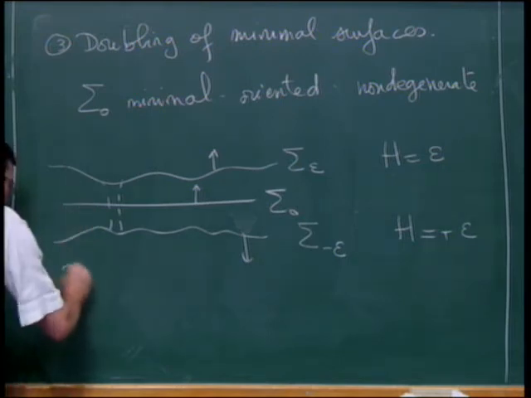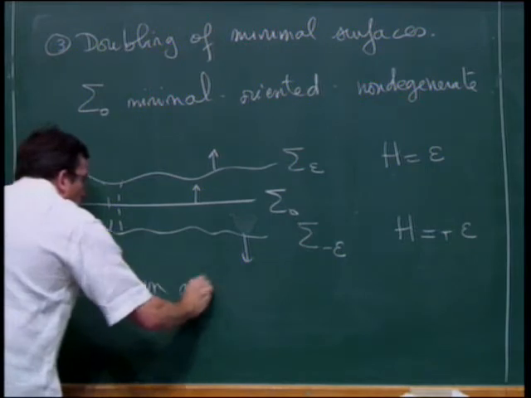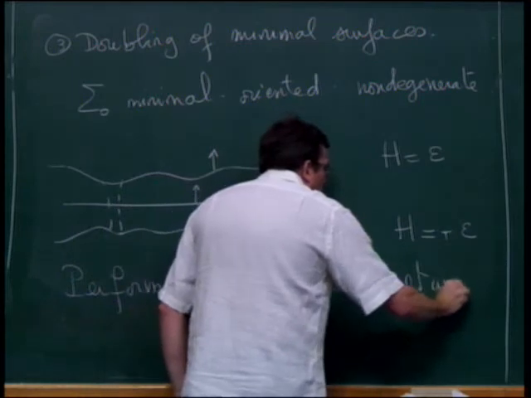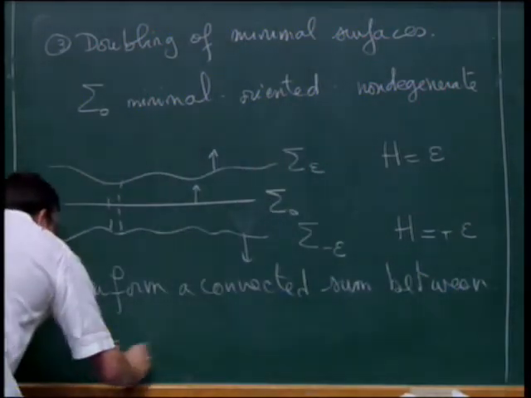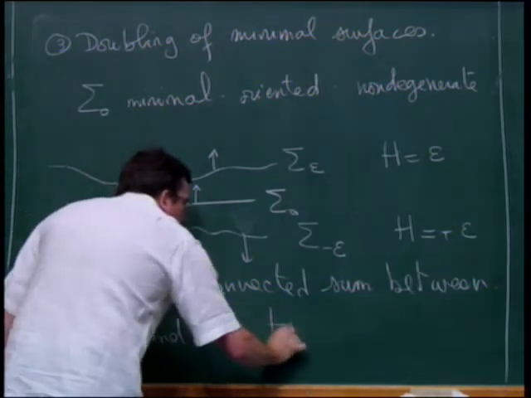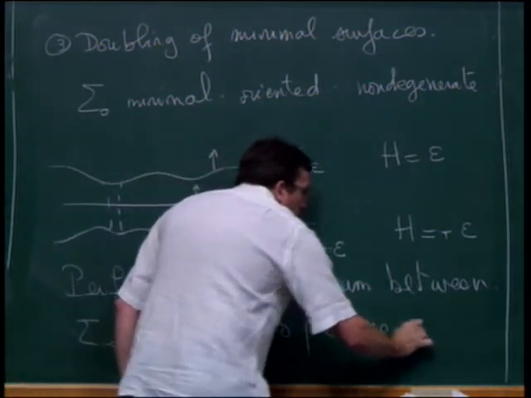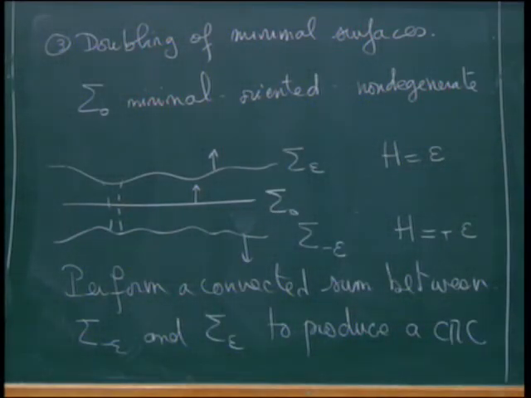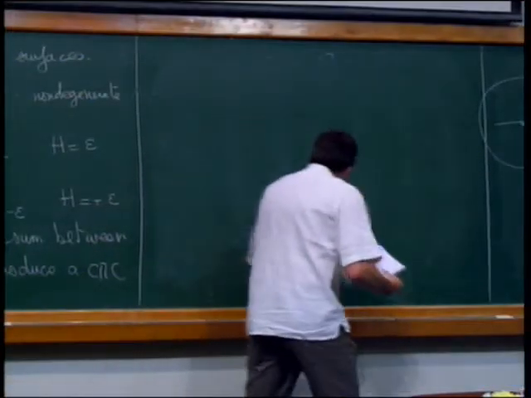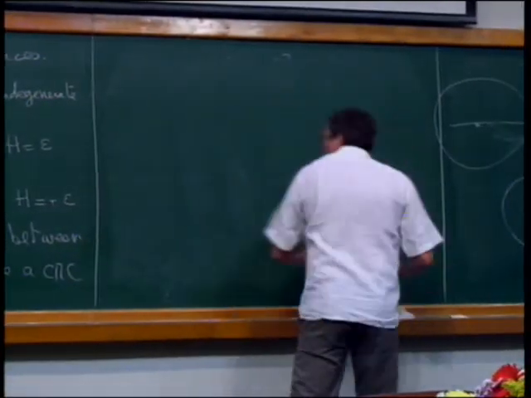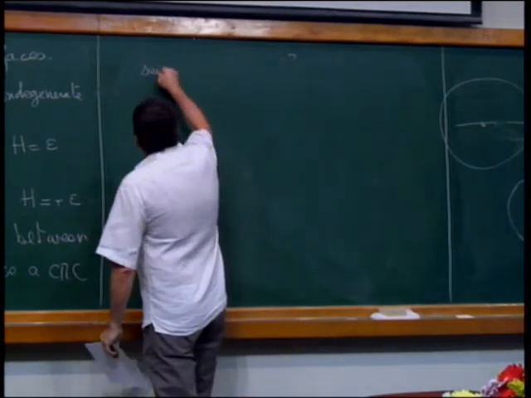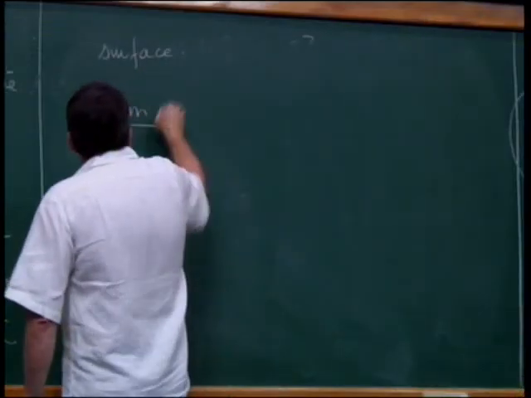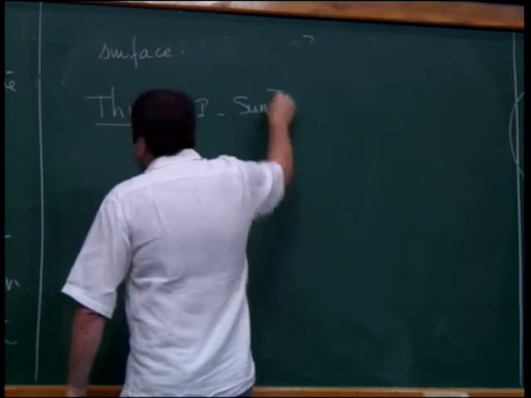So the problem is to perform a connected sum between sigma minus epsilon and sigma epsilon to produce a constant mean curvature surface. We need some assumption to do this, and the result is again quite different from the Euclidean result or the result you would have in the sphere. So the theorem, and I will end with this one, by myself and my son, is the following.